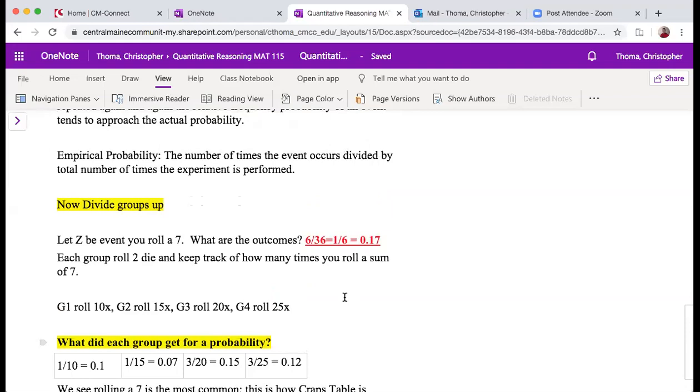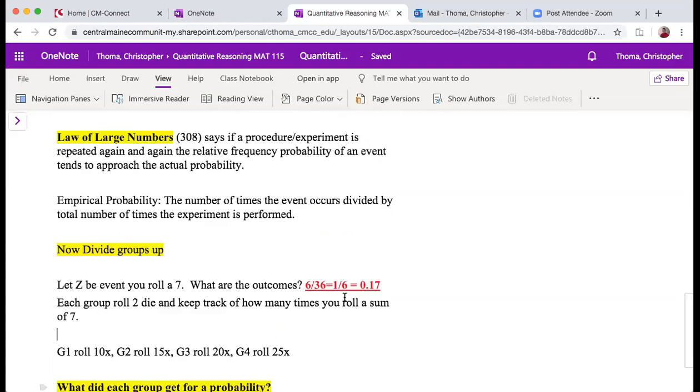I usually do better when I'm not the one rolling, but we can always see.